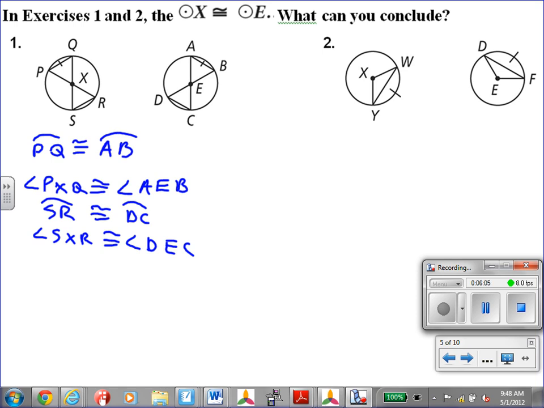Okay, on 2, they give us that 2 arcs are congruent, so that tells us what? Oh, WY and DF are congruent. WXY and DEF. Say again. WXY and DEF. Angle WXY is congruent to angle DEF. And again, you guys get the gist of it. So you can go on and on with things that are congruent on these. All right, so you get the idea of some things that you can conclude based on those rules that you've learned. We did not get them all, but we got a good number of them.